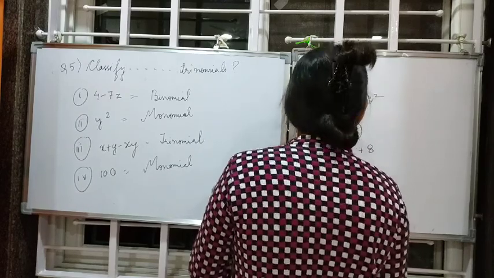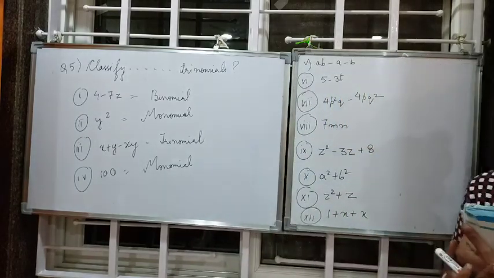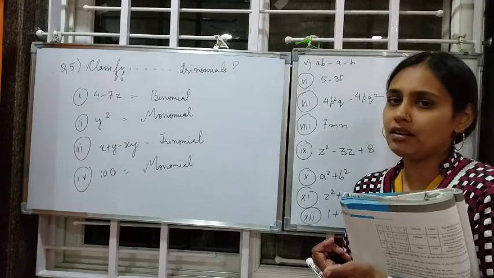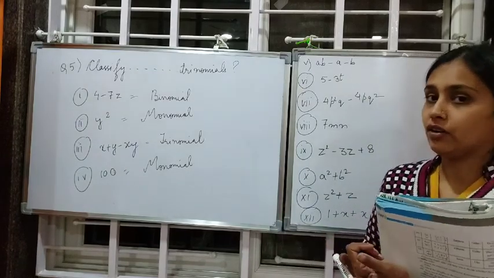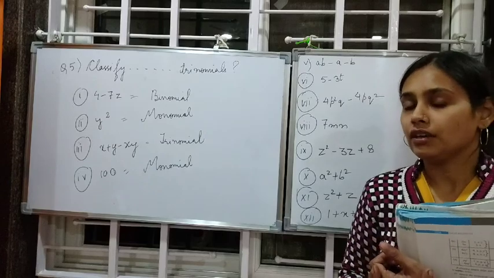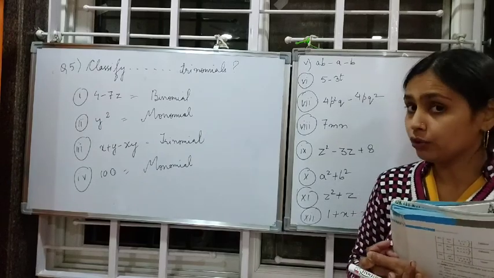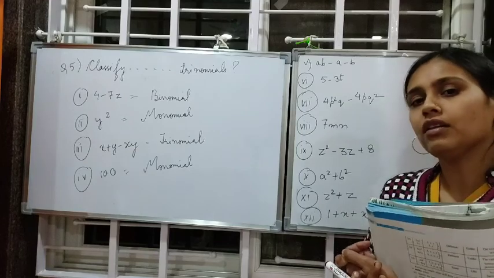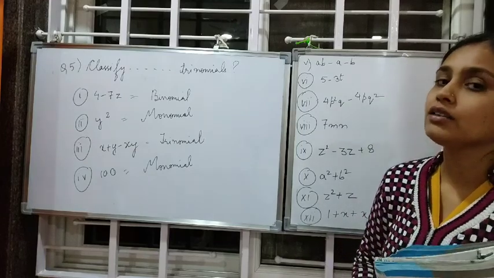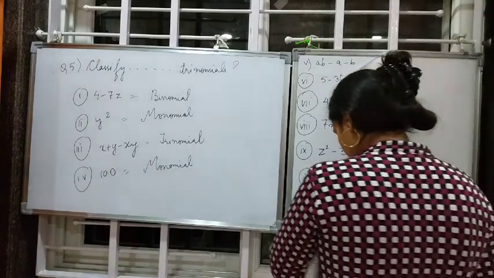So simple, count the terms and write whether they are monomial, binomial, trinomial. If only one term, single term, monomial. If there are 2 terms, binomial, 3 terms, they are trinomial. So let's start.